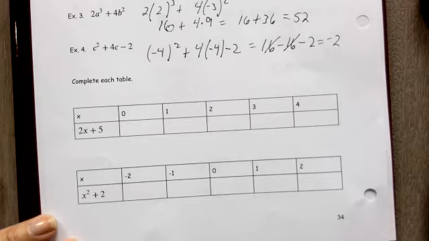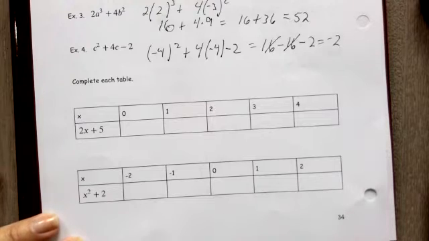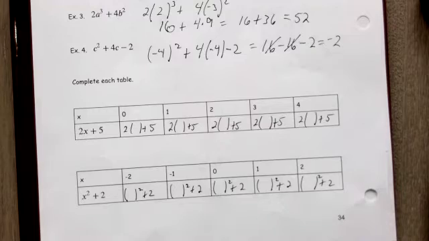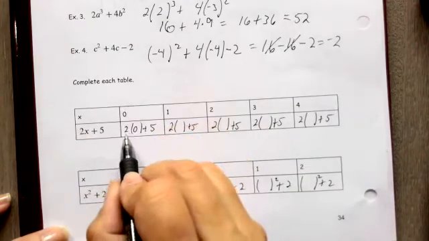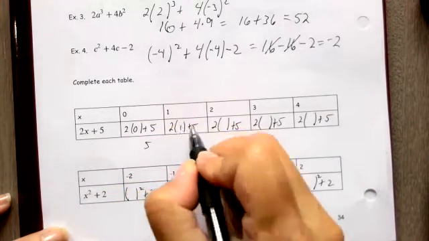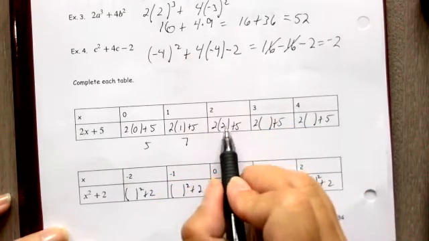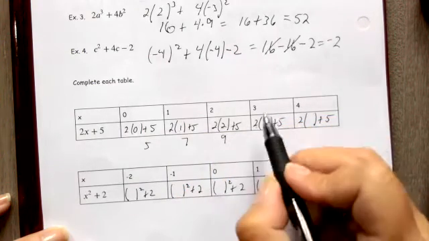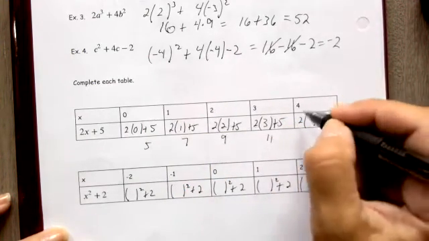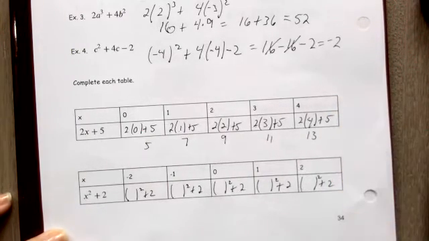I'm going to complete each table. I'm going to rewrite the expressions with parentheses, like that. Then I'm going to plug in the given value for X. So here is 0. 2 times 0 is nothing, plus 5 is 5. 2 times 1 is 2, plus 5 is 7. Here it's for 2, so 2 times 2 is 4, plus 5 is 9. Here I'm going to plug in a 3. 2 times 3 is 6, plus 5 is 11. 4, 8, plus 5 will be 13.